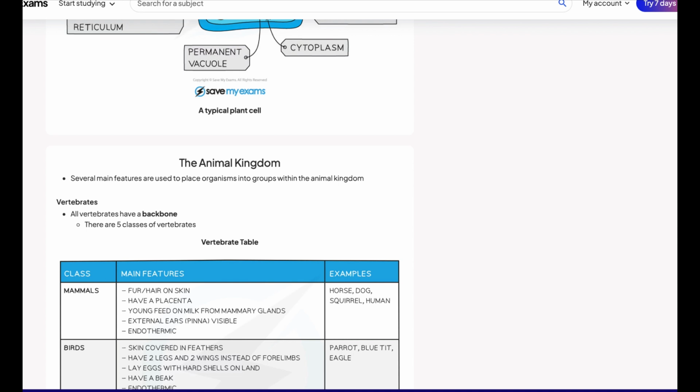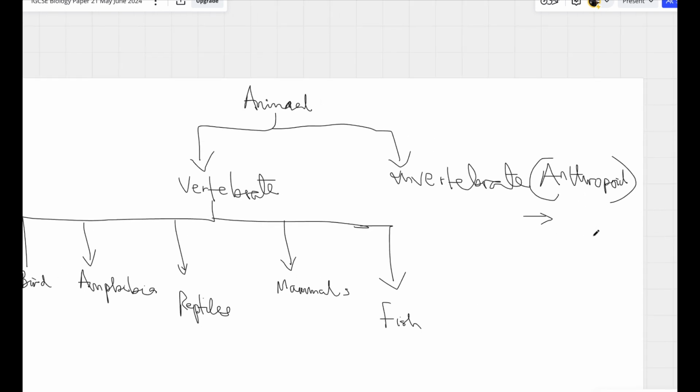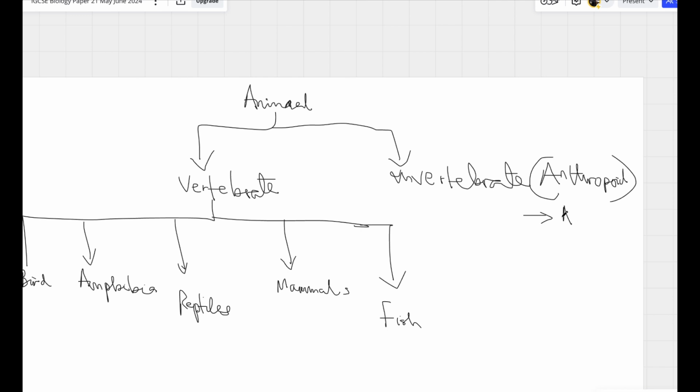So we have to always remember all of these, including the fish group. For each one, we want to look at their characteristics. Then under the arthropods, you have the arachnids, the crustacea, and so on and so forth.